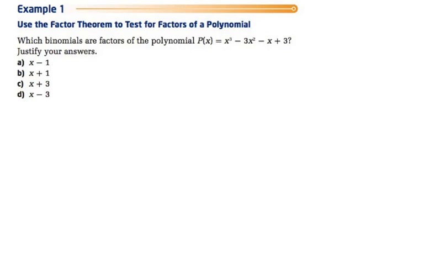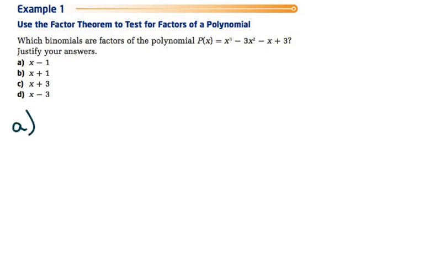So the factor theorem gives us some information about what binomials are the factors of a given polynomial. We've dealt with the synthetic division. We've talked about what happens if the remainder is 0, and that's the condition we need for the factor theorem to hold. So what we're going to do is test each of these points, x minus 1, x plus 1, and so on, to see if each of those is a factor of this polynomial.